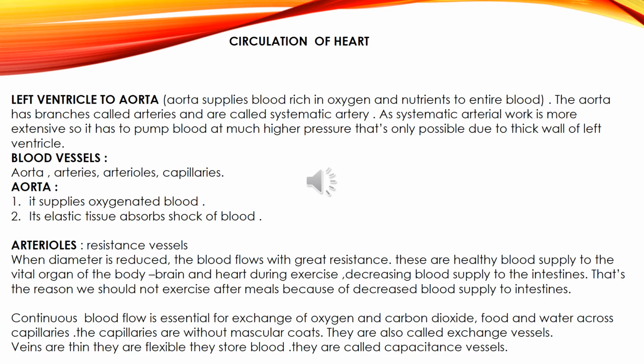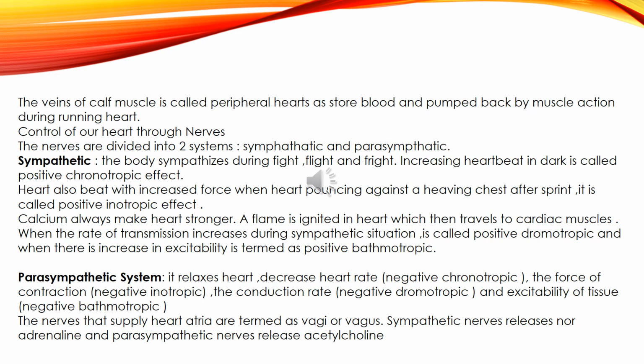Continuous blood flow is essential for exchange of oxygen and carbon dioxide, food and water across capillaries. The capillaries are without muscular coats. They are also called exchange vessels. Veins are thin, they are flexible, they store blood. They are called capacitance vessels. The veins of the calf muscle are called the peripheral heart, as they store blood and it is pumped back by muscle action during running.